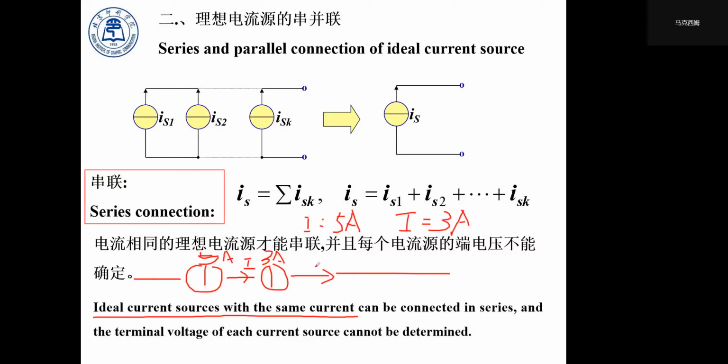So we don't allow the current sources to be connected in series with different values. If you want to connect ideal current sources in series, we have to make sure they have the same value of current. Otherwise, it will generate a paradox. So this is how it should be noticed.